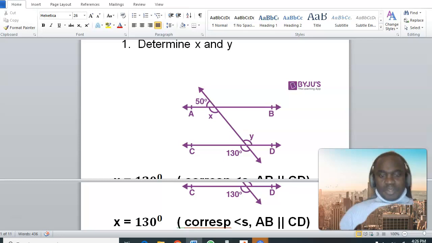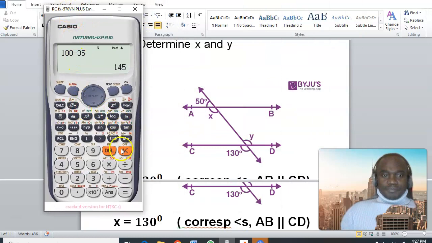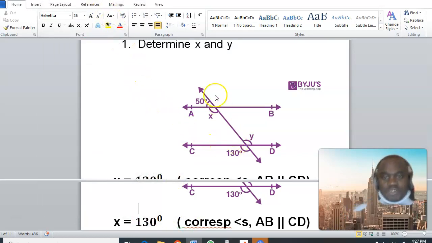We can also use corresponding angles to do it without calculating. There are two ways of answering this. We can say x plus 50 is equal to 180. That is angle on a straight line. So 180 minus 50, what does it give you? 130.